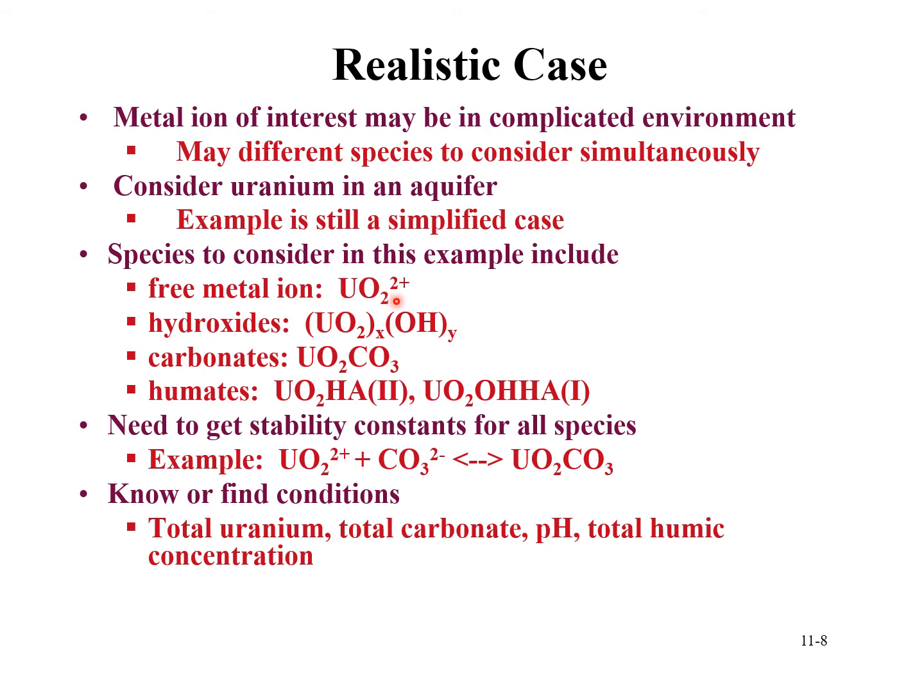The uranium species are either going to be the free uranium, some form of uranium hydroxide, some form of uranium carbonate, and then some form of uranium bound with natural organic matter. We'll call those uranium humates. Now we need to get the complexation constants for the species that we're interested in. For example, if I'm interested in the carbonate speciation, I need the complexation constant that describes this reaction. So that would be the concentration of the uranyl carbonate divided by the concentration of the free uranium times the carbonate. So fundamentally, I need to know or find the total uranium, the total carbonate, the pH, since that's going to be an important component, and the total humic acid concentration.